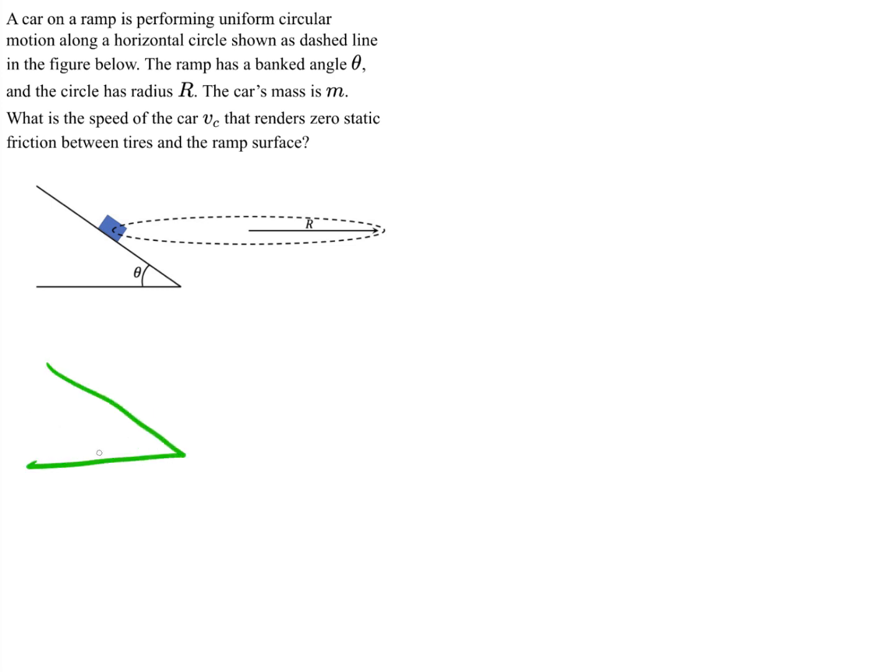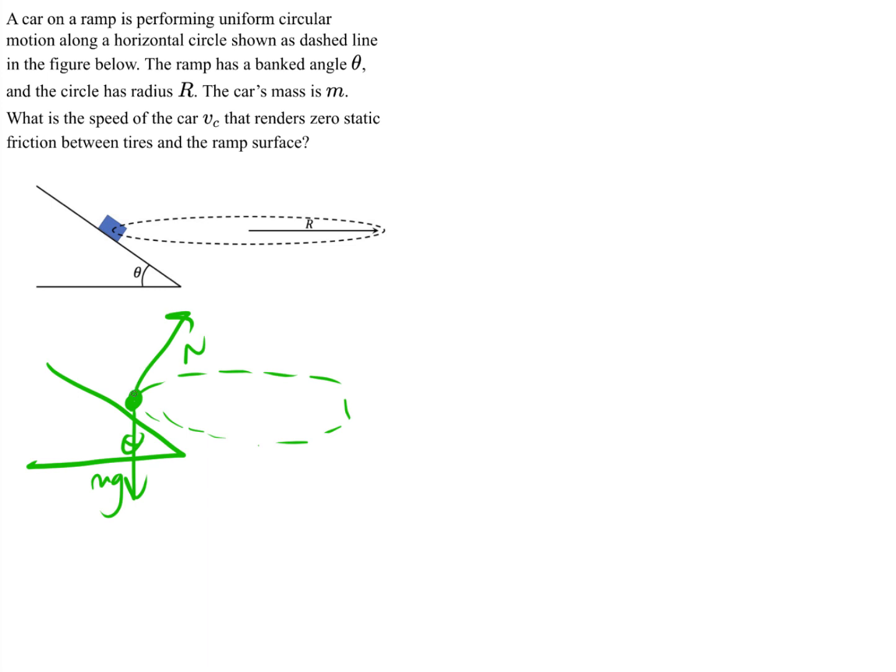this is going to represent the ramp, and here is the car. So we have the normal force that's perpendicular to the ramp, and the force of gravity that's pointing directly down. There is no force of friction, since it says the speed of the car that renders zero static friction, so no friction is necessary to keep it moving in this circular motion.